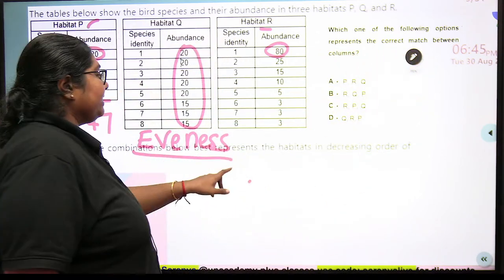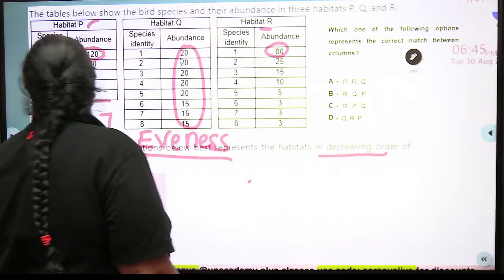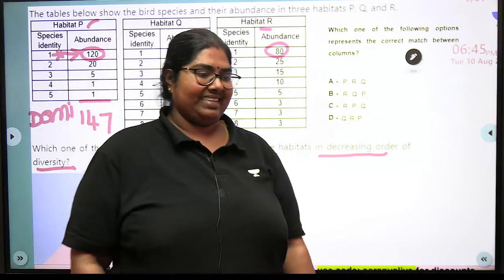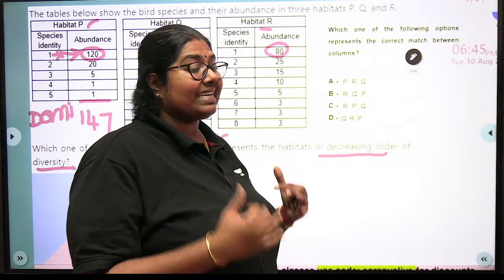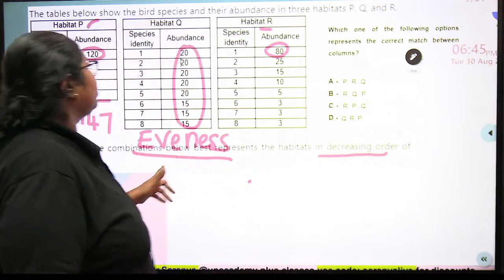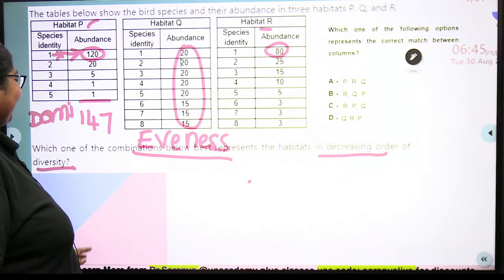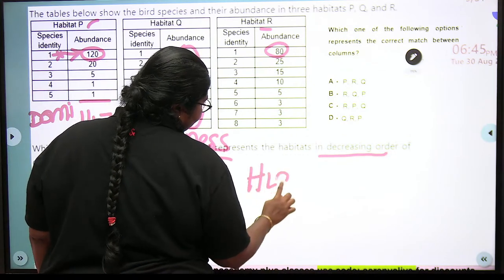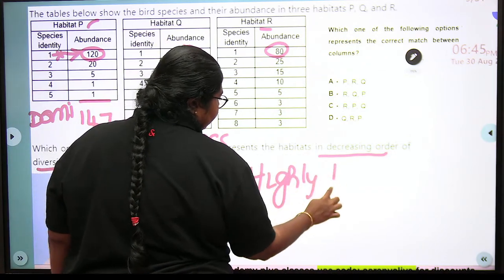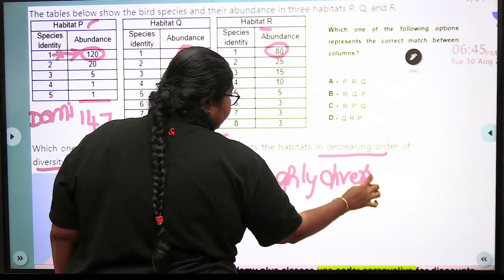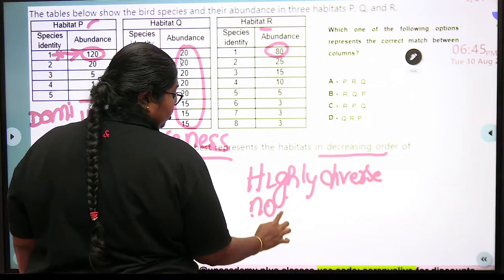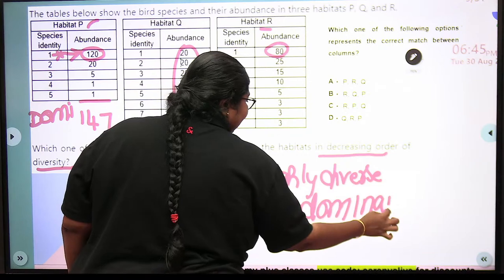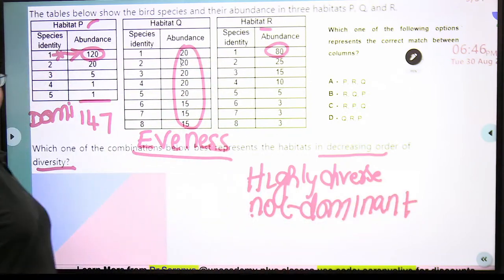It is asking the decreasing order of diversity. What have they asked? Decreasing order of diversity. Diversity-wise, which one is decreasing? That means the first one should be highly diverse, right? It should not be dominant. Which is highly diverse among the three? Highly diverse means it should not be dominant at all. It should never be dominant.